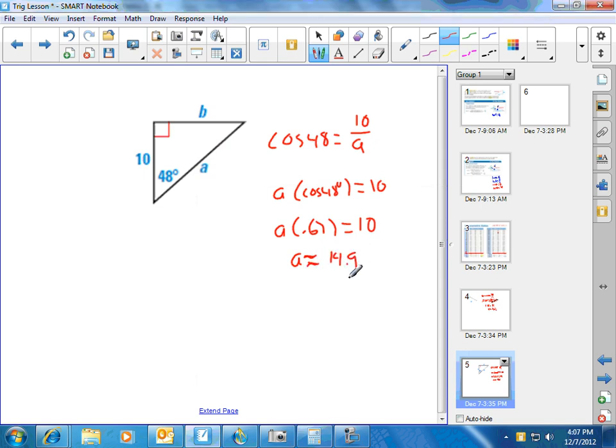Okay, so those are using the trig ratios. On the next video, I'm going to show you how to use the calculator and make it a little bit more simple.